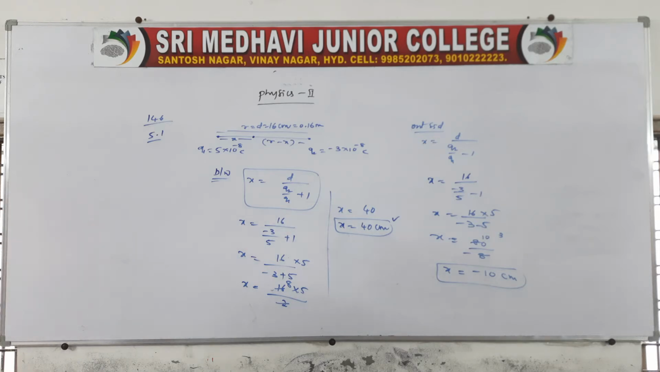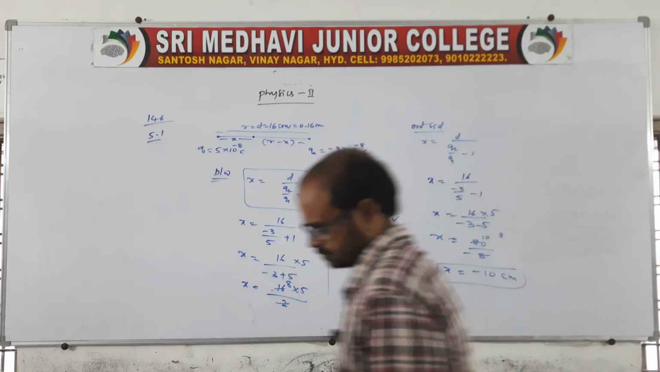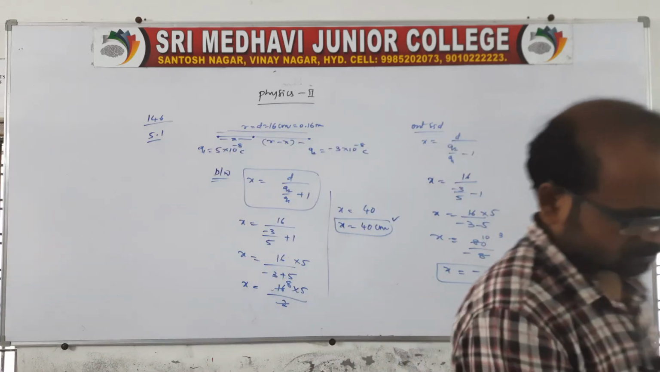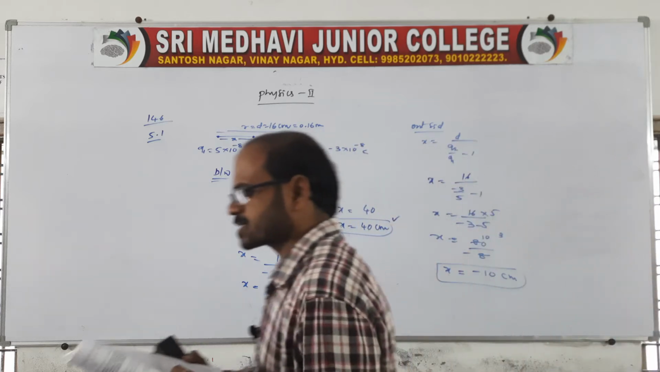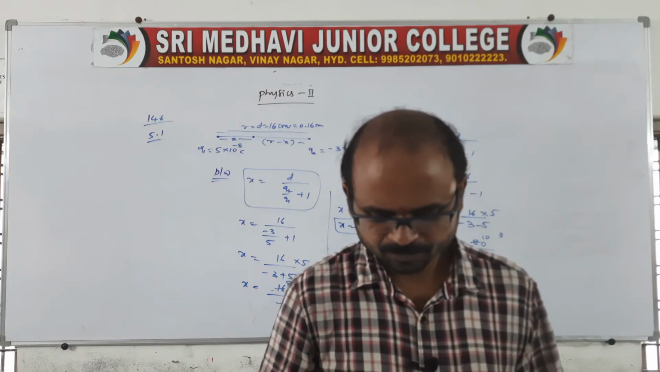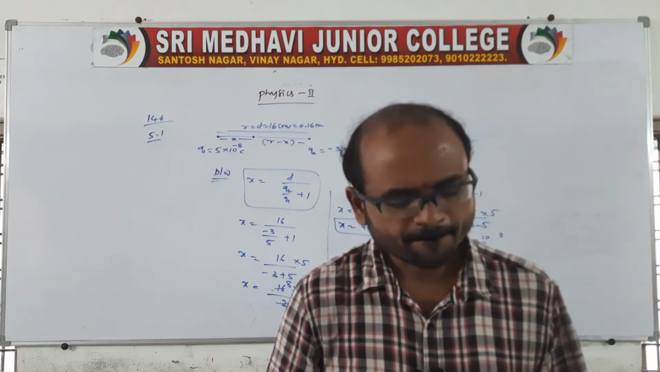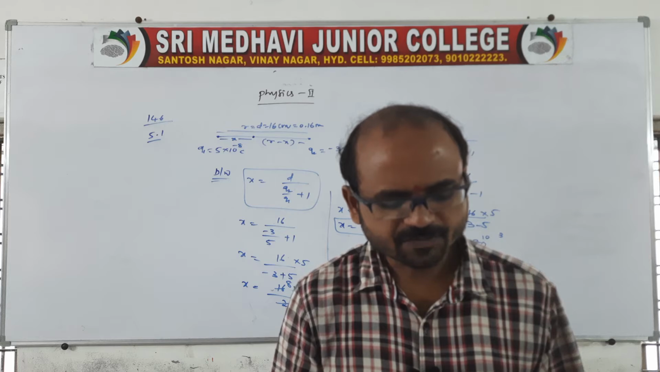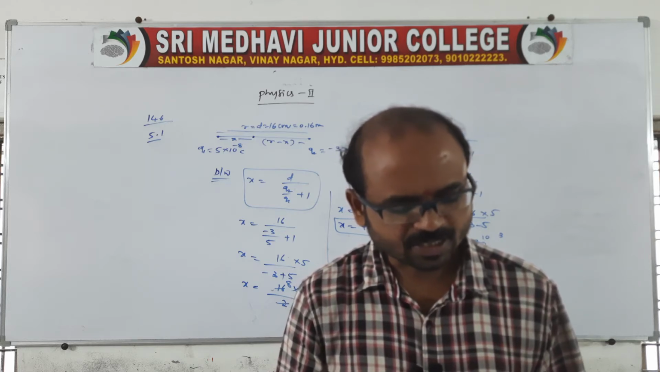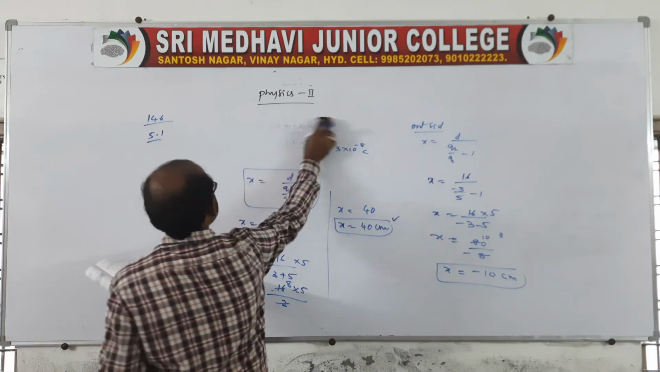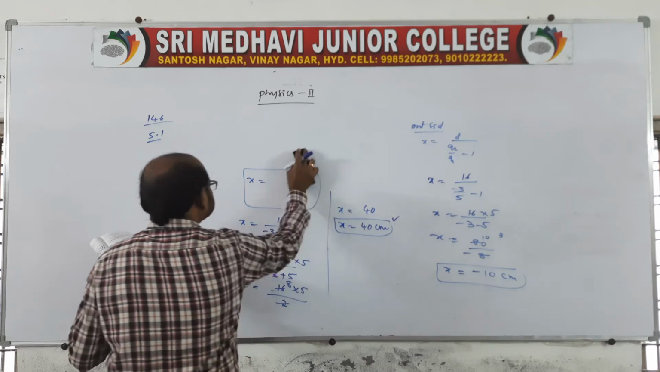Another problem is given, so once you go through this, then look at the next question, 5.2, on the same page. A regular hexagon of side 10 centimeter has a charge of 5 microcoulomb at each of its vertices. Calculate the potential at the center of the hexagon. Very simple, by using the principle of superposition.